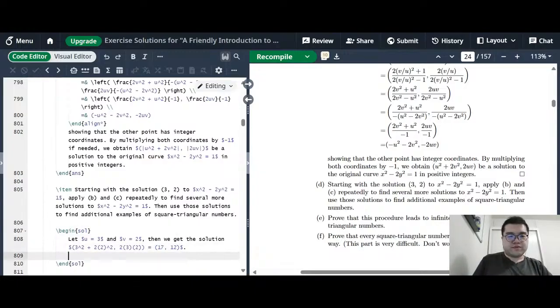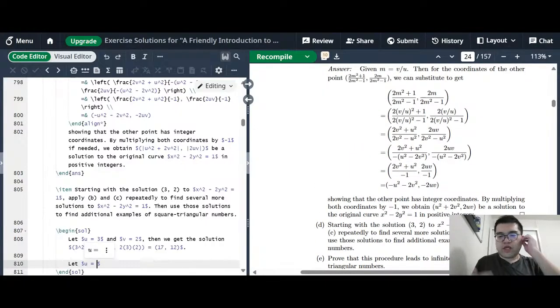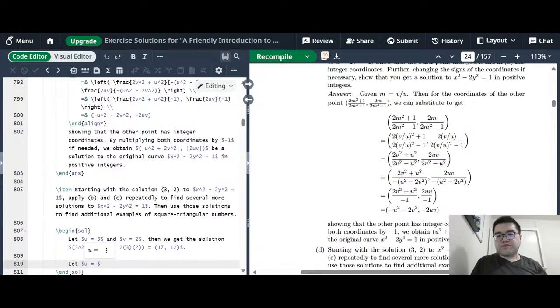Perfect. Then next we have, we can just keep repeating this game. Let's say if we pick u is equal to 17, then we can have v is equal to 12 because we are actually repeating this process.